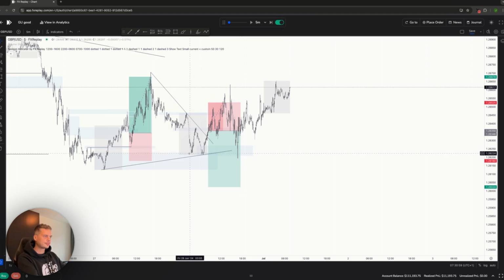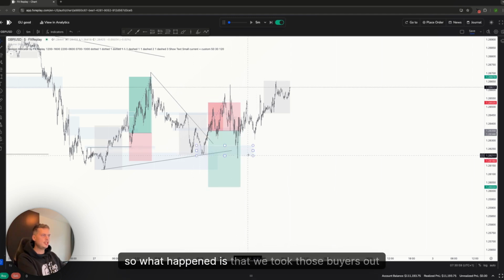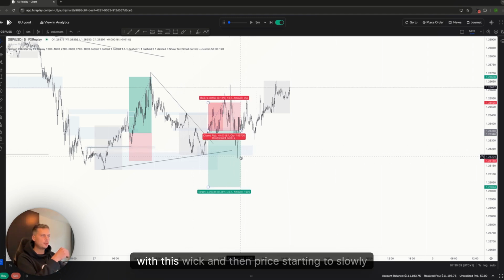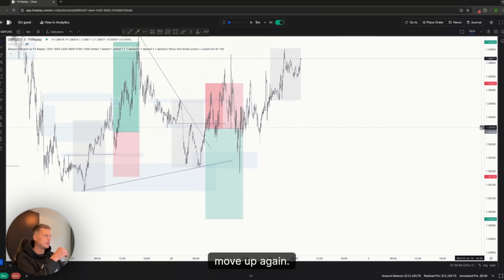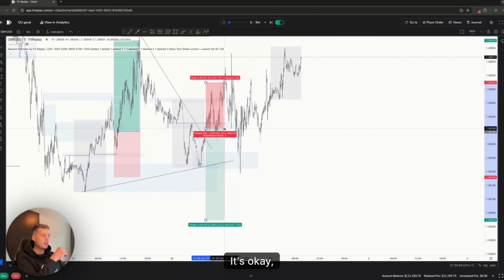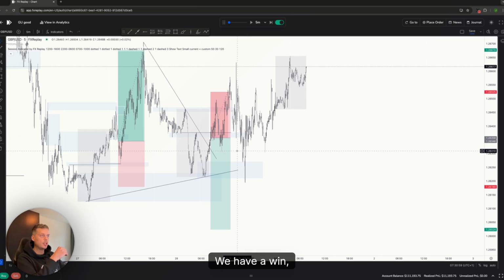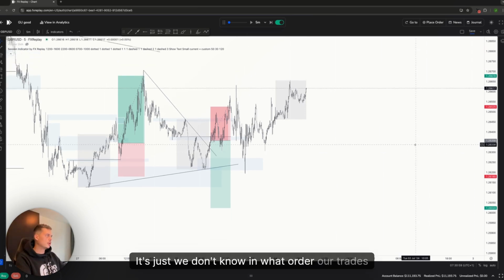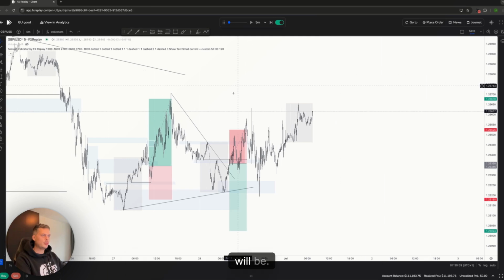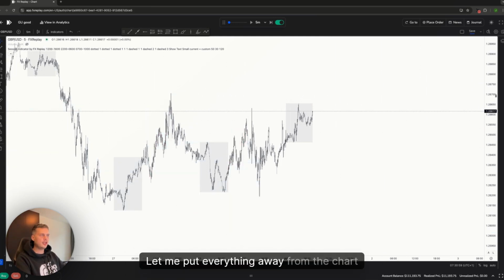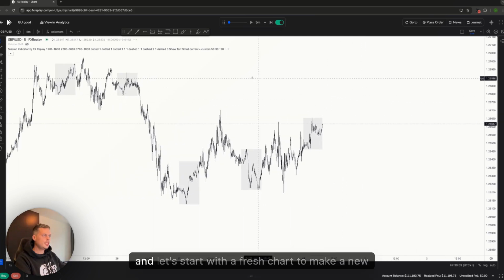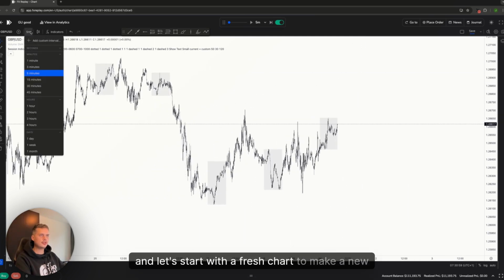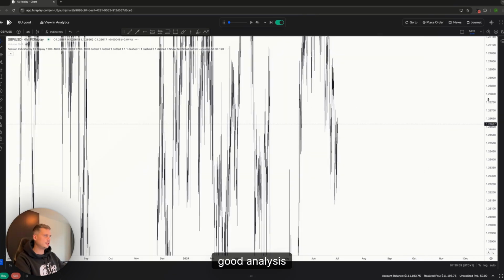All right. So what happened is that we took those buyers out with this wick and then price started to slowly move up again. This stuff happens, it's okay. Honestly, we have a win, we have a loss. It's just, we don't know in what order our trades will be. But let's make a new analysis. Let me put everything away from the chart. And let's start with a fresh chart to make a new good analysis.